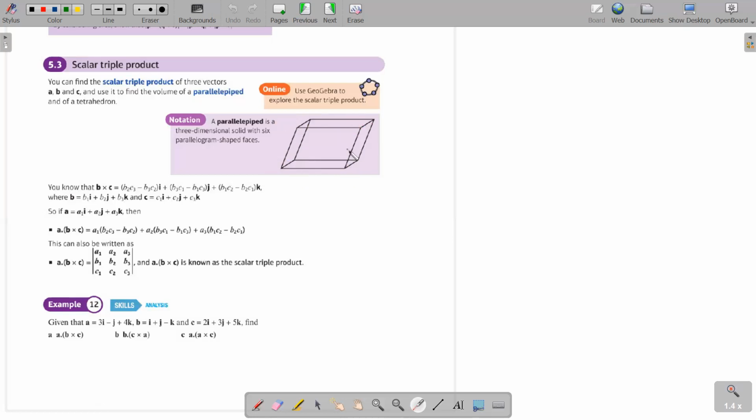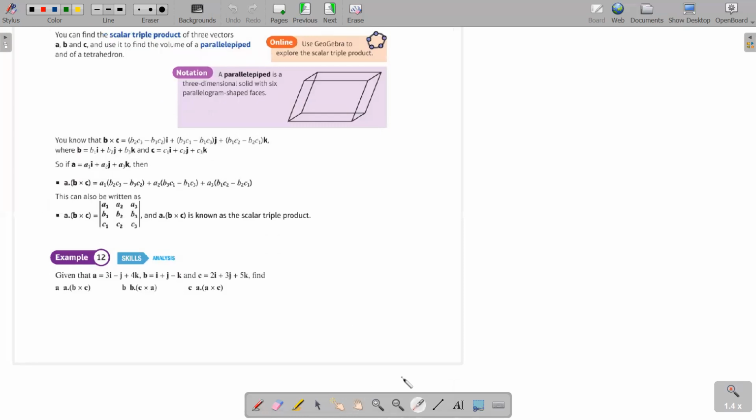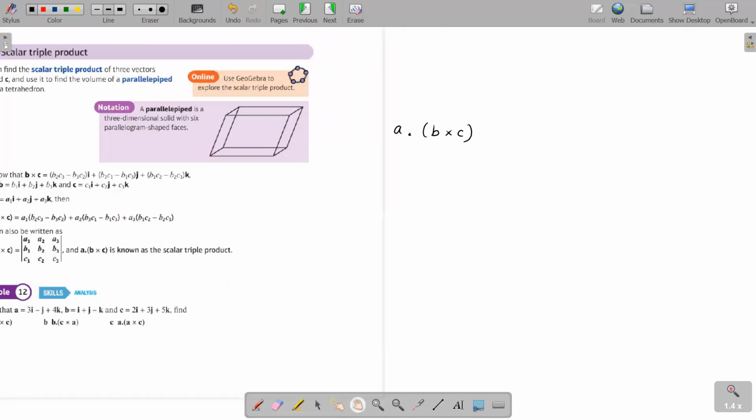So the scalar triple product is especially useful because we can find the volume of a parallelepiped by using it. First, let me define what a scalar triple product is. It's given to you here. The scalar triple product is written as A dot B cross C. B cross C is what we learned in the previous part, the cross product. We take it with the dot product of A. When you take the cross product along with another dot product, it becomes a scalar triple product.